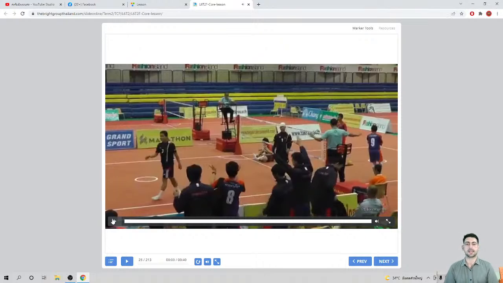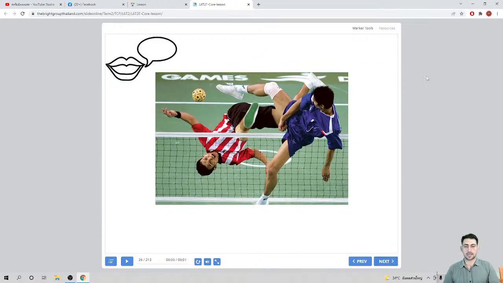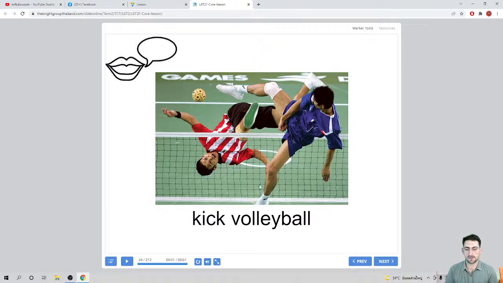Alright, that was a nice video. Now let's see what's the name of this sport. As you can see, it's similar to tennis. We can see people throwing a ball on different sides of the pitch, of the court. Call it however you want. And the name of the sport is kick volleyball. One more time. Kick volleyball.